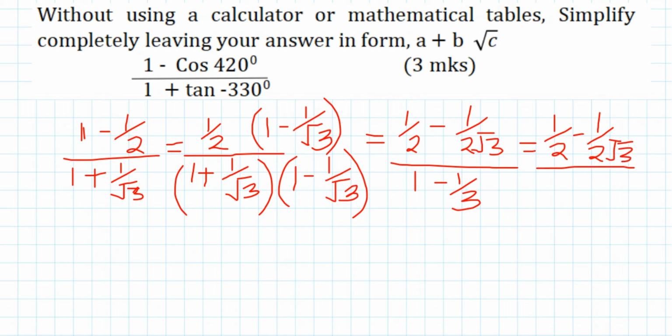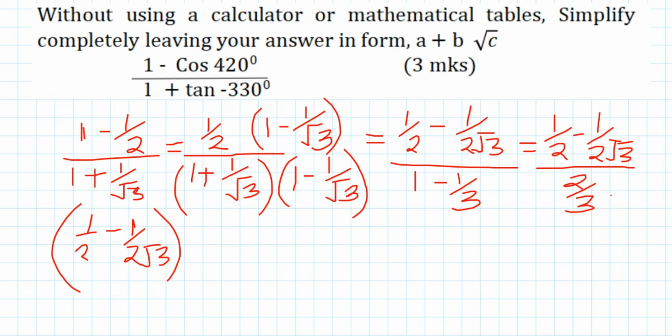And so consequently, here we're going to have a half, take away 1 all over 2 root 3, divided by 2 thirds. And when this happens, we know this is equivalent to having a half, take away 1 all over 2 root 3, multiplied by the reciprocal of 2 thirds, which is 3 out of 2. And so when we multiply, inside the brackets, we are now going to have 3/4, and then we take away 3 all over 4 root 3.